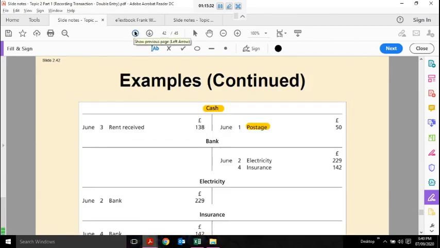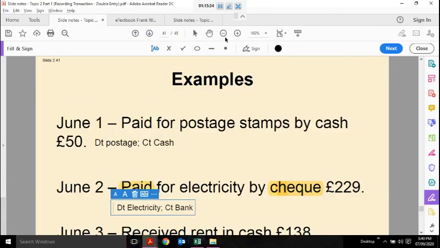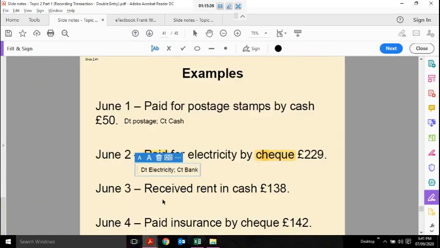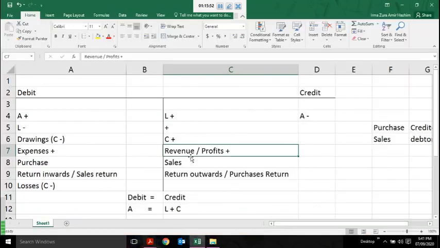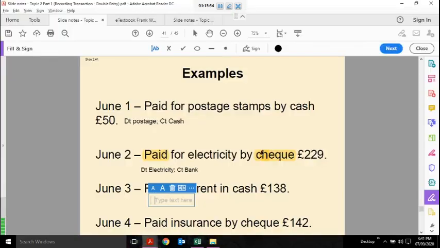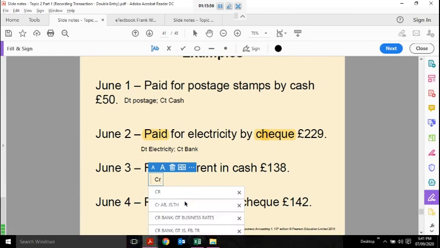Okay, and then rent, receive rent in cash. So this one is rental income, because this one is receive rent. So rental income is your profit. So whenever there's an increase, you should record it as a credit. Okay. So here, but I write debit first because now your cash will increase.